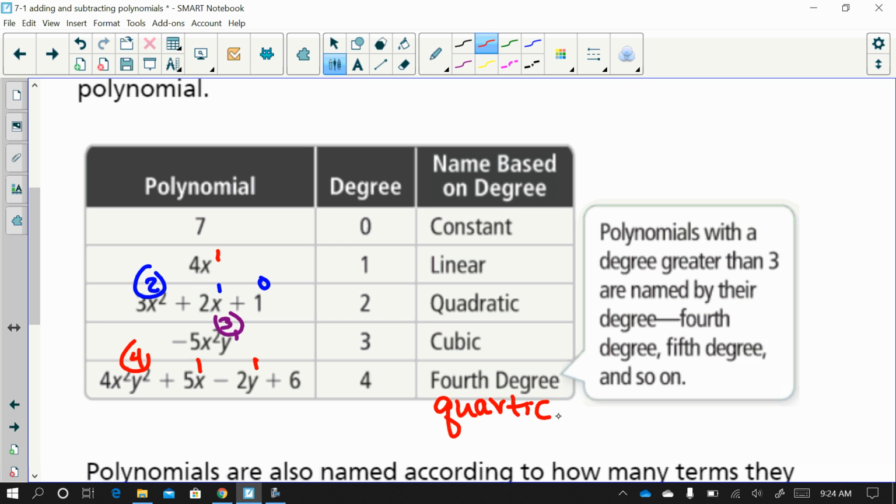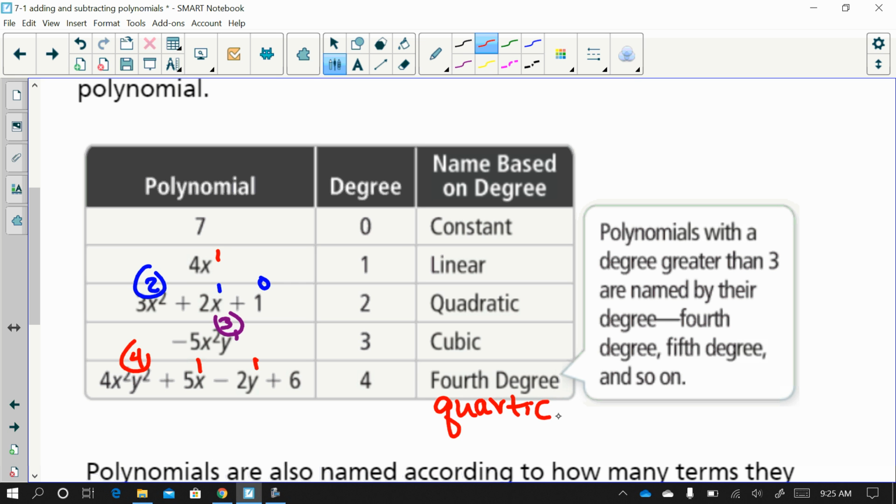Anytime you have a polynomial with a degree greater than 3, we just call it fourth degree, fifth degree, and so on. I have seen that called a quartic before, and I might call it a quartic. In Algebra 1, you're not going to work with quartics. Actually, most algebra classes don't deal with them besides saying, okay, graph them in a graphing calculator and just tell me the zeros.